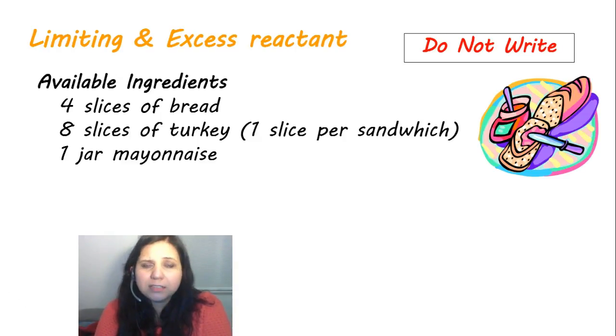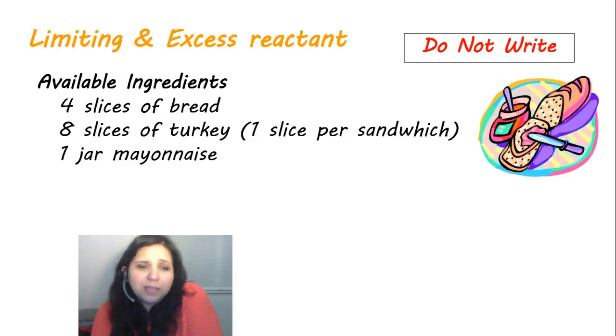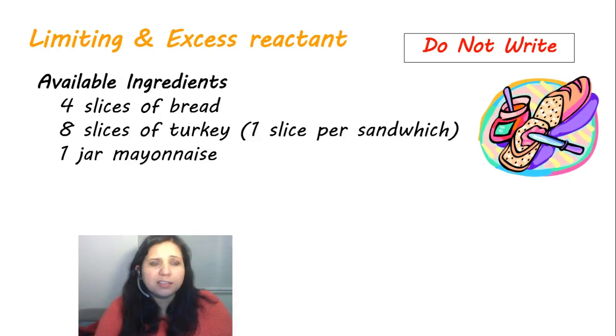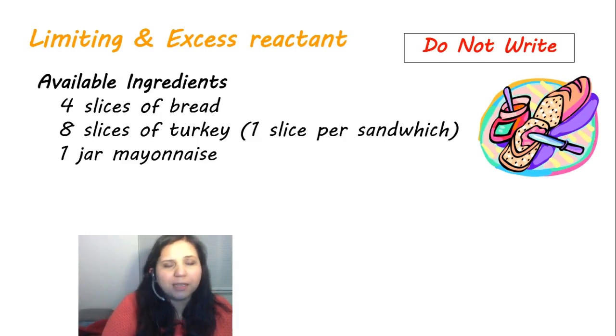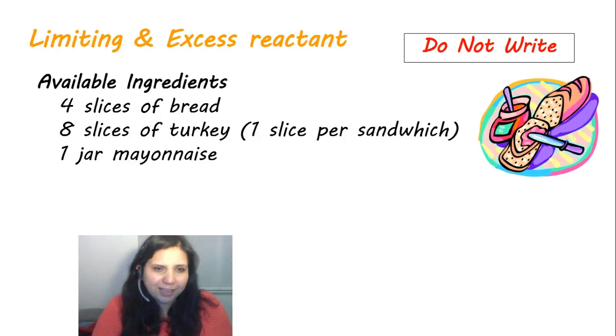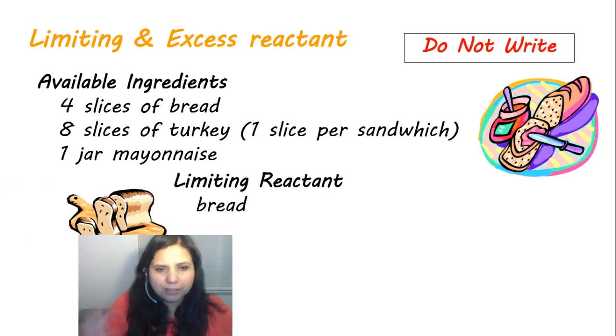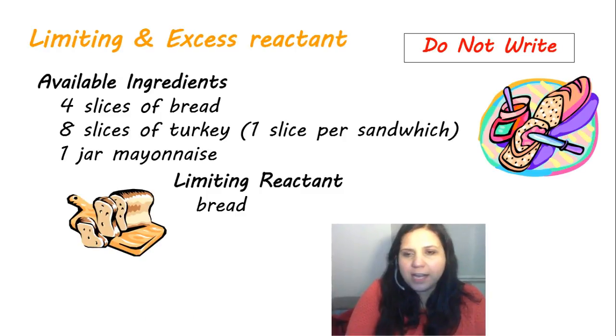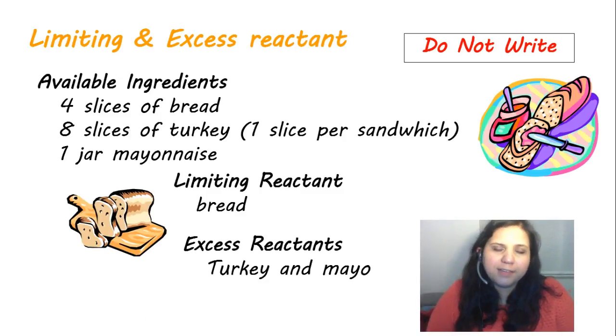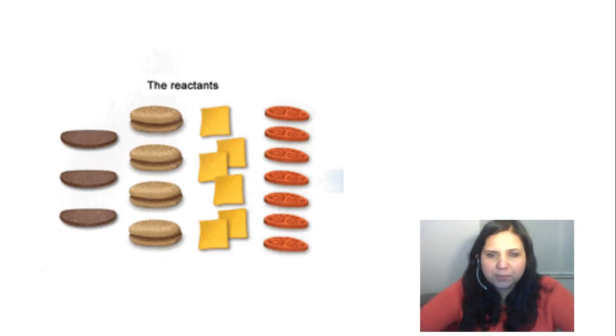So, one of these is going to determine how many sandwiches I can make. That's the one that's going to limit the sandwiches, which is the bread. I can make a maximum of 2 sandwiches because I only have 4 slices of bread. We say this stops the reaction from happening and it limits the amount of product that I can make. So there's my limiting reactant. As far as the excess reactant, well, I have extra turkey and extra mayonnaise.